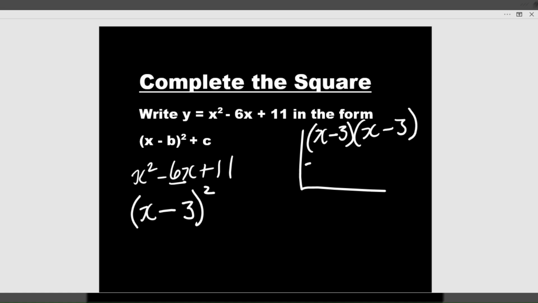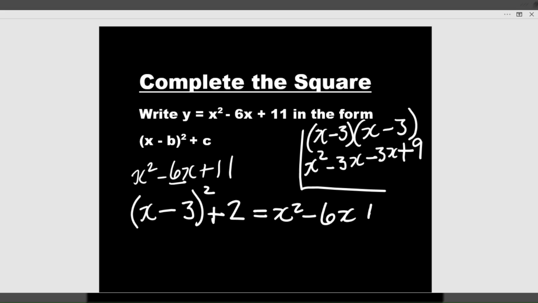get x squared minus 3x minus another 3x. Now I've got 3 times 3 is 9, and the two negatives will make it a positive 9. So this has got plus 9 on the end. I need it to have plus 11 on the end. So if I put plus 2 on the end of there, that's now going to be equal to x squared minus 6x plus 11.